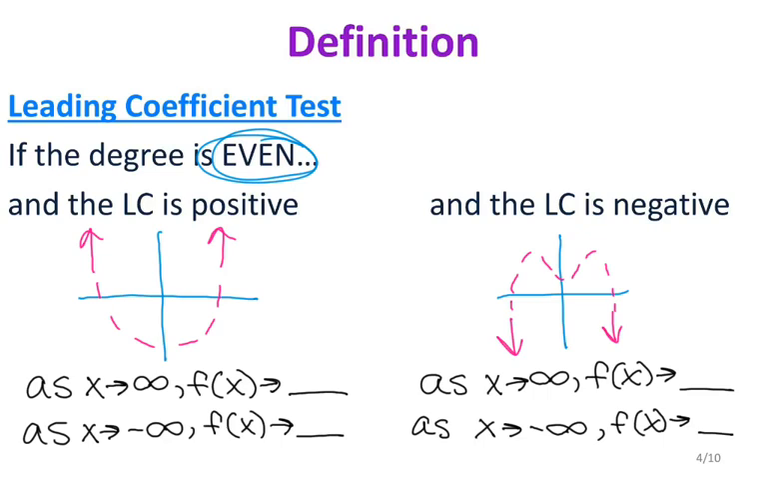Now for this one, if I look at when my leading coefficient was positive, on my right-hand side, it was going up towards positive infinity, left-hand side also towards positive infinity, because my ends are going in the same direction. When my leading coefficient is negative, going to the right, my graph is going down, and to the left, my graph is also going down, because again, it was an even degree, so your ends are going in the same direction.